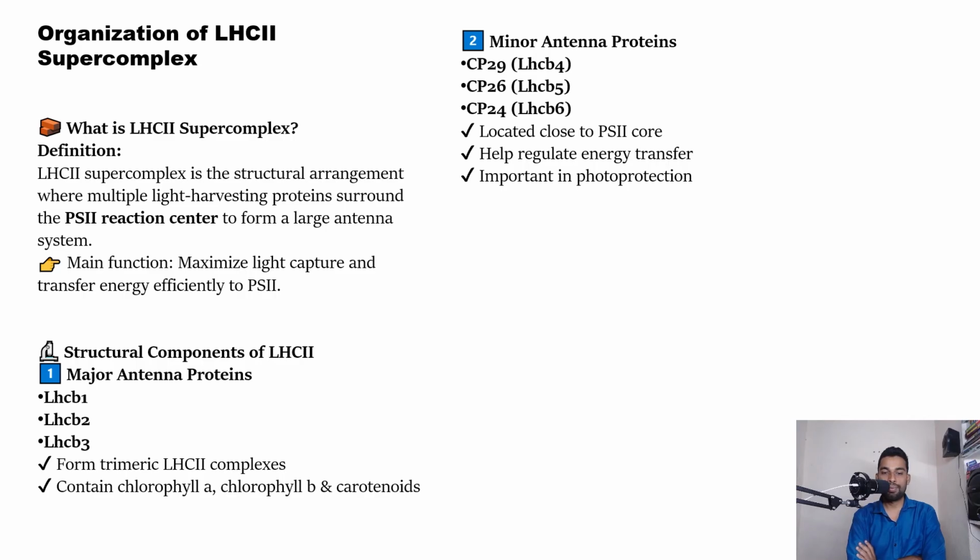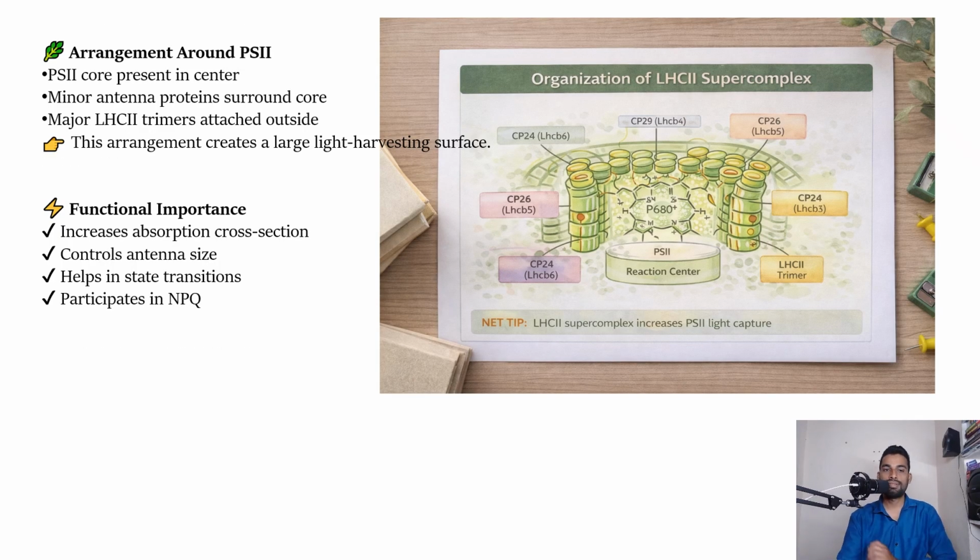Structural components of LHC2. Major antenna proteins: LHCb1, LHCb2, LHCb3. These help in forming trimeric LHC2 complexes. They contain chlorophyll a, chlorophyll b and carotenoids. So these are the major antenna proteins. There are also minor antenna proteins. Let us see them all. CP29, CP26, CP24. These are located close to the PS2 core. They help regulate energy transfer and are important in photoprotection. So remember this all. This is the last slide.